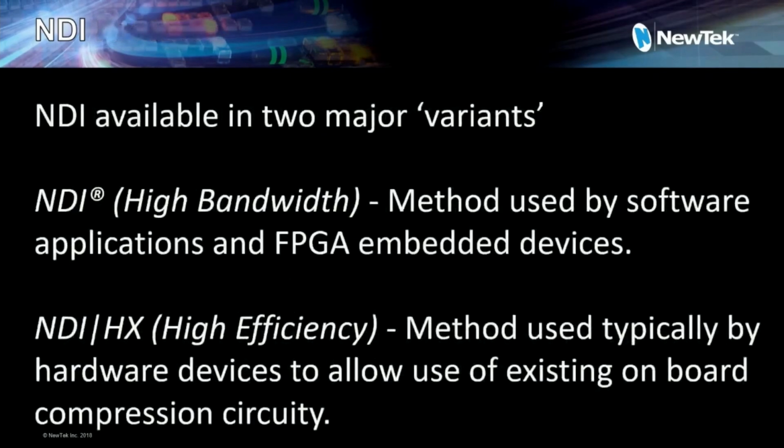All right. So NDI is actually available in two major variants or formats. If you've looked into it, you maybe have heard a little bit about these. There is NDI, which we call high bandwidth NDI. This is the predominant method that is used. If it's a software application or an FPGA device, it's using this type of NDI. But there's also a version of NDI called NDI HX. And the HX actually stands for high efficiency.